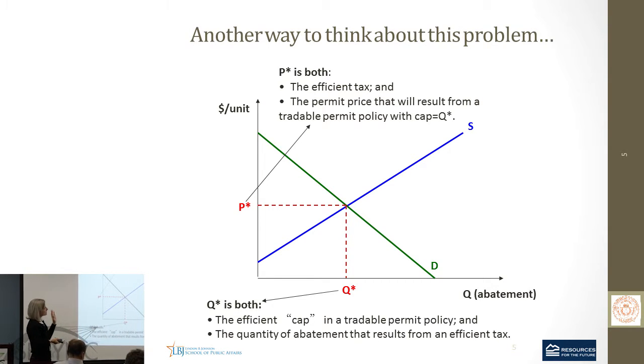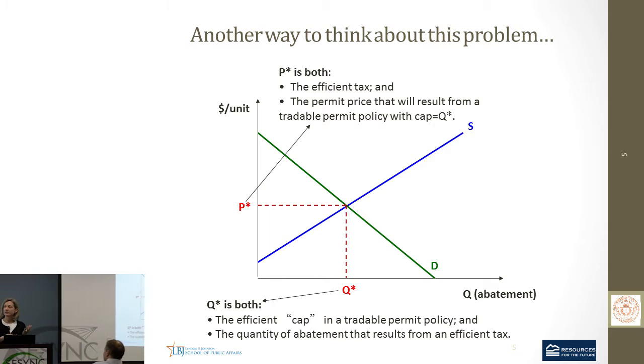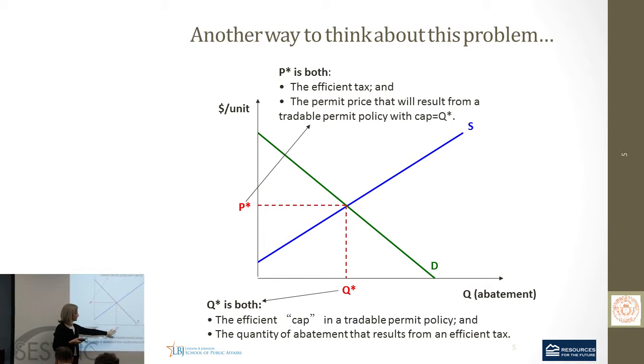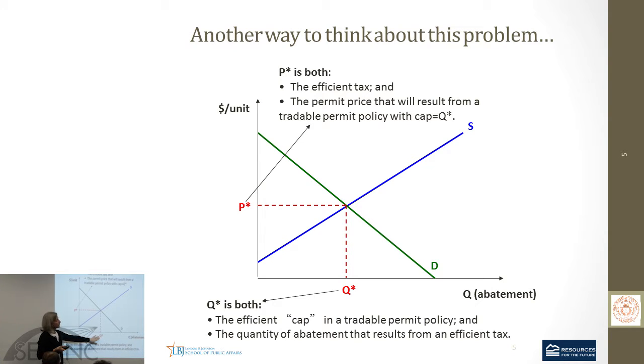But the way in which these two things are flip sides of the same coin is that it turns out that if I set a cap on pollution at Q star, then the equilibrium permit price that I get out of that process would be P star. And if I set P star as the efficient tax, then what I would expect to get out in terms of the amount of pollution control, if I've really estimated these things pretty well, would be Q star.